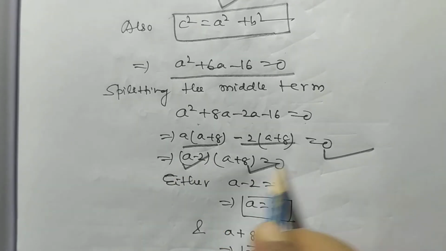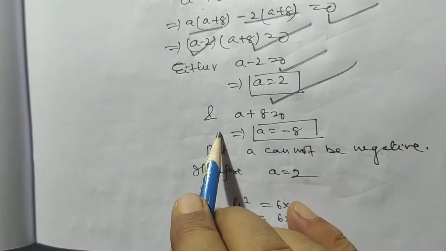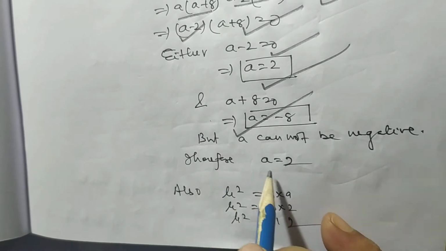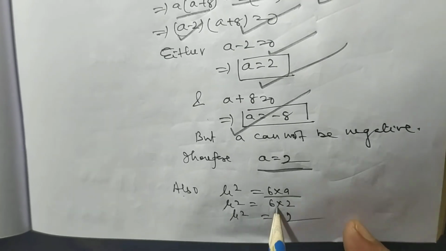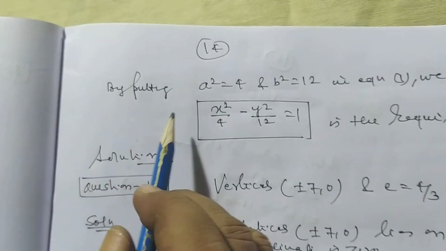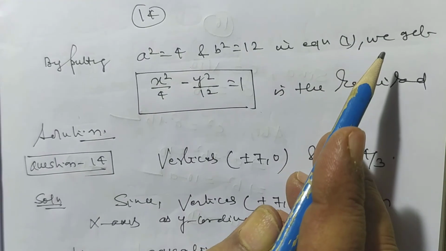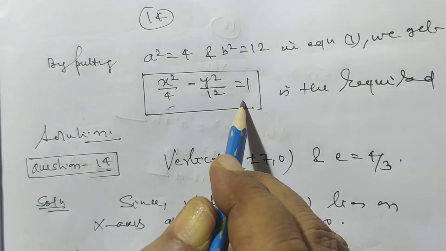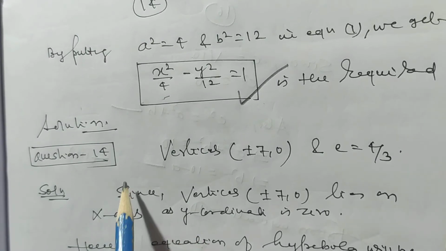That is a minus 2 into a plus 8 is equal to 0. Either a minus 2 is equal to 0, that is a is equal to 2, or a plus 8 is equal to 0, that is a is equal to minus 8. But a cannot be negative, therefore a is equal to 2. Also b square is equal to 6 into a, so b square is equal to 6 into 2, so b square is equal to 12. So my dear student, by putting the value of a square is equal to 4 and b square is equal to 12 in equation first, we have x square by 4 minus y square by 12 is equal to 1, which is the required solution. Question 14.